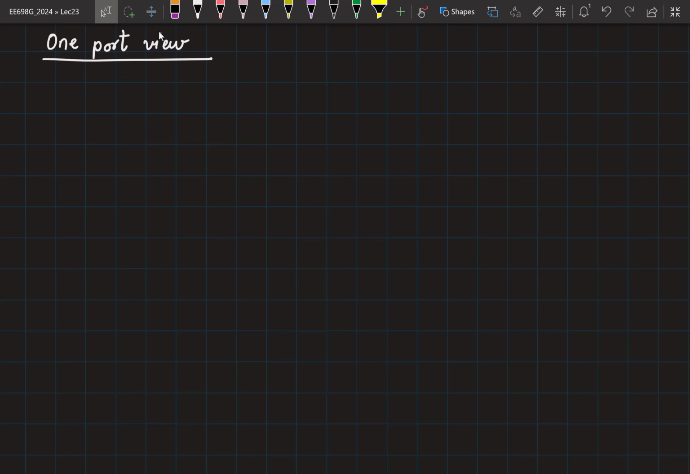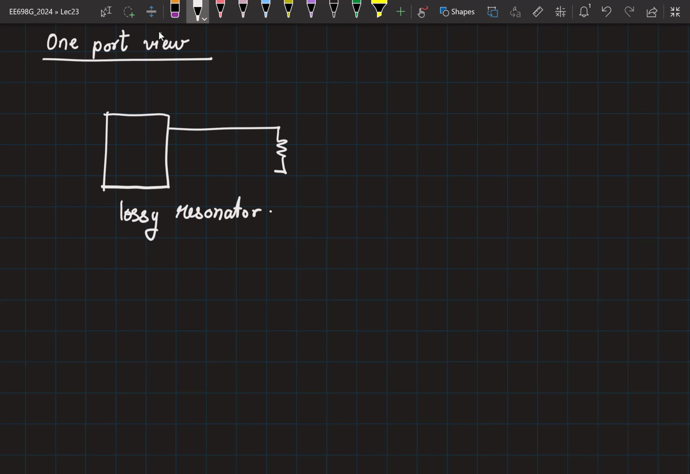Right, so you have some lossy resonator, and if we can connect a negative resistance parallel to that lossy resonator such that this negative resistance cancels out any positive resistance in the resonator, then you can have sustained oscillations forever. You basically have to replenish any losses in the resonator in every cycle using this additional unit. Okay? So you have some lossy resonator, and you connect a negative resistance such that the losses get cancelled.